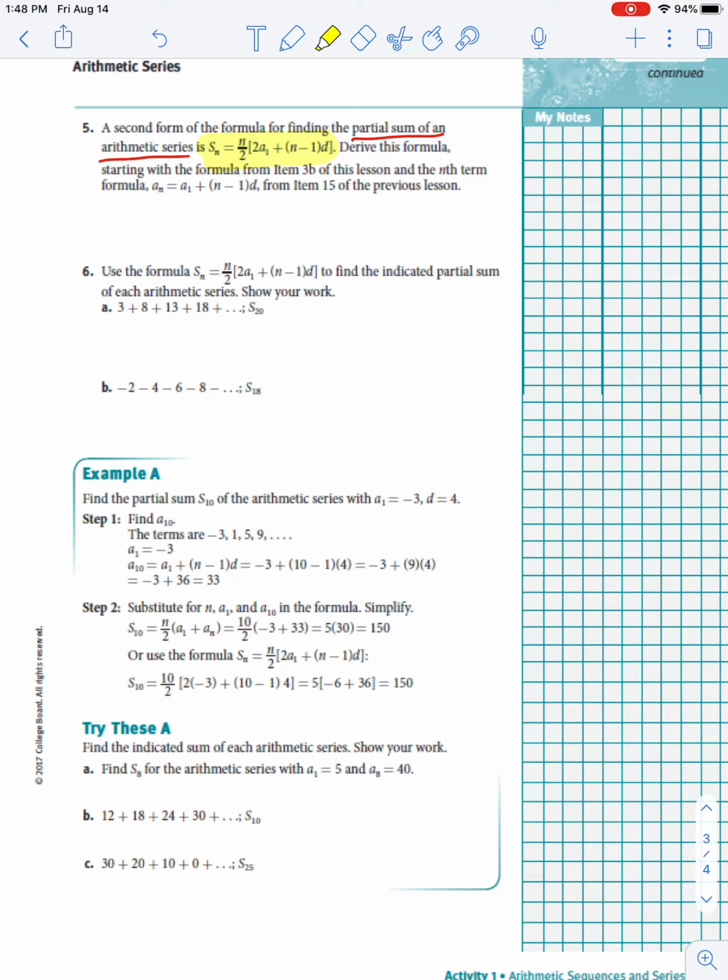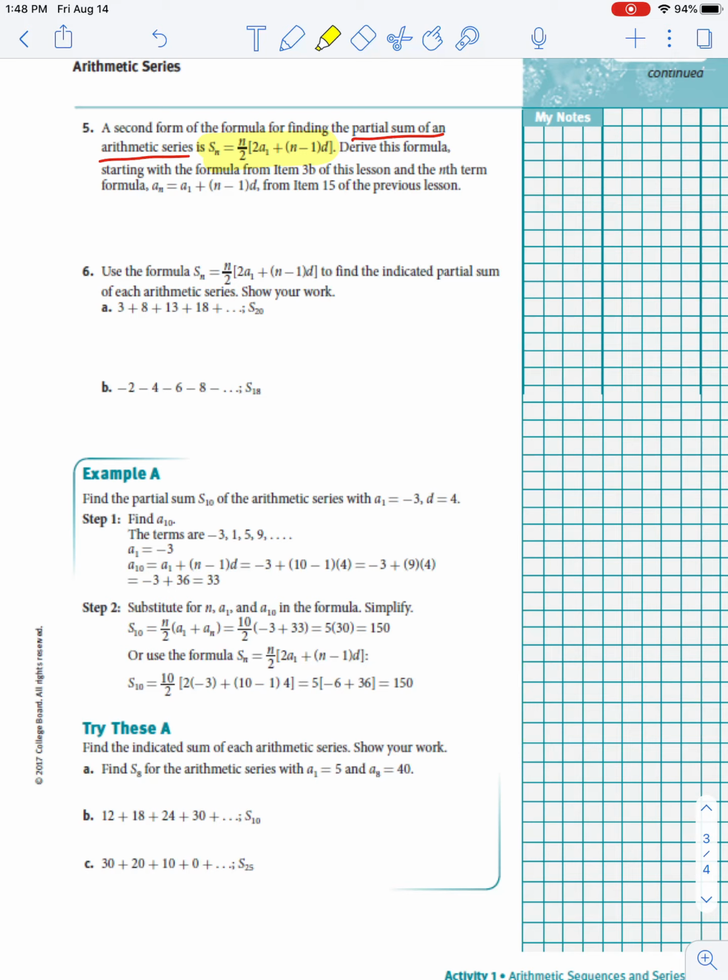For example, you're going to see that we have that n over 2 because we still want those pairs, okay? So n over 2, and then we have this, it's a 2a sub 1 plus n minus 1 times d. Now you're going to notice the n minus 1 times d is familiar, but why is it 2a sub 1?